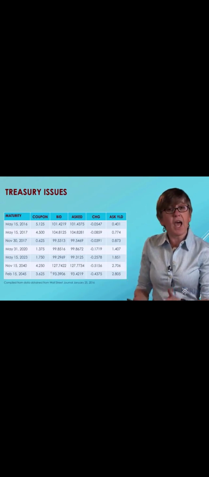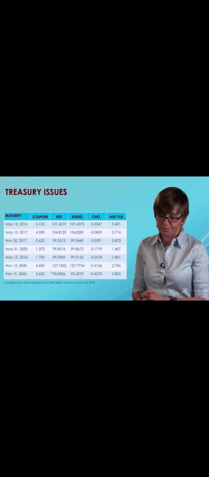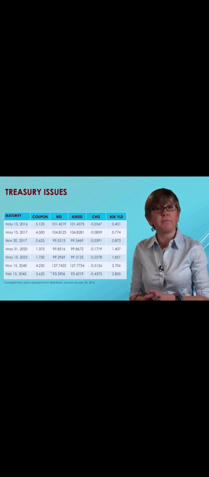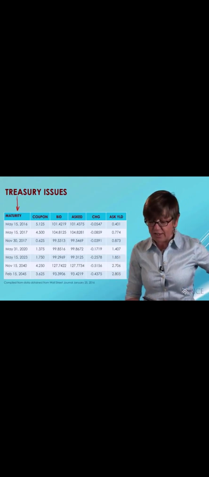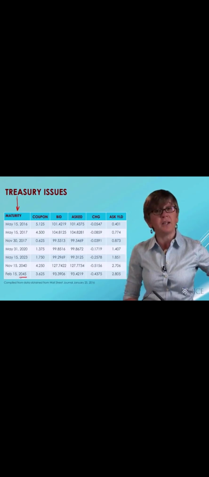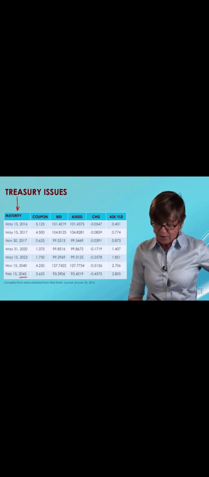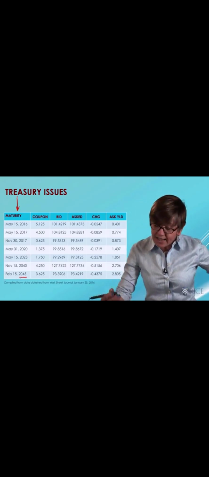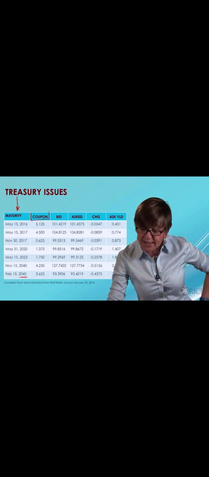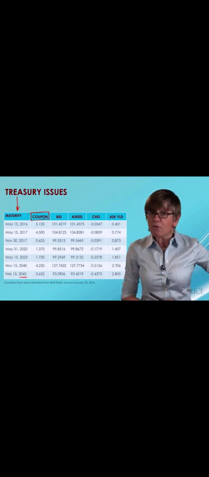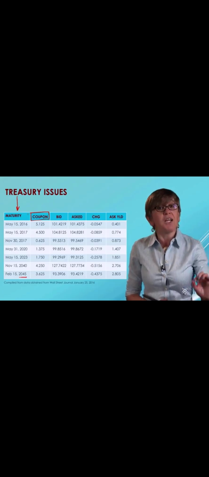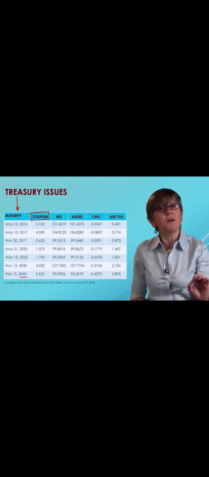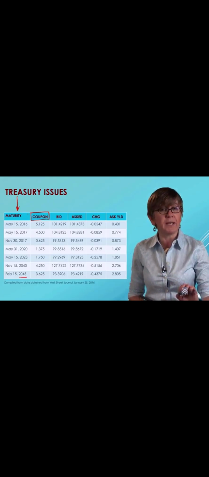So here I have a list of Treasury issues that I compiled from the Wall Street Journal. In this column, you see the range of maturities all the way to 30 years, to 2045. In the second column, we see the coupon rate. Now, remember, the coupon rate is not the interest rate. It just tells us what the fixed coupon payments will be on the bond.